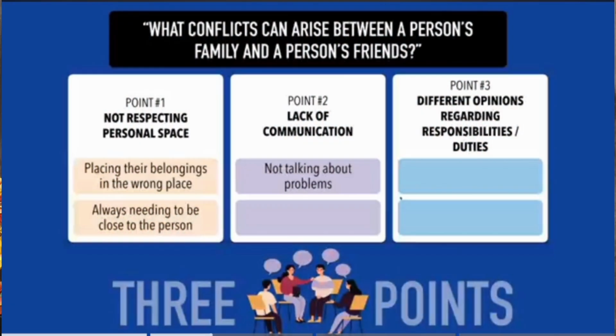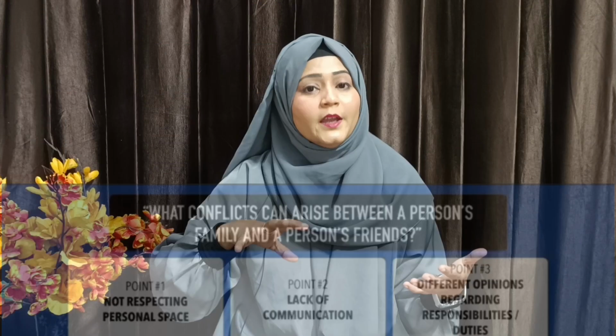But remember guys, just like for the first one, when we talk about reasons, you want to also give supporting information. No matter which one you use, you want to support the information. So here we go: not respecting personal space, placing their belongings in the wrong places, always needing to be close to the person. Okay, now it seems like we are kind of giving examples. The support, the point, right?